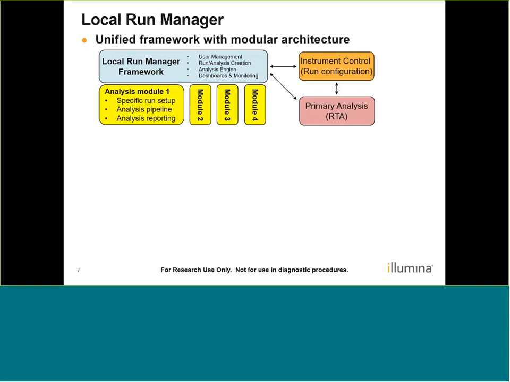After your run is set up, you will then communicate that through the instrument control software through Local Run Manager to configure your run. The run data are collected as the primary analysis from RTA, and those base call files are then transferred back to Local Run Manager in order to perform further analysis such as BCL to FASTQ conversion or other analysis pipelines.